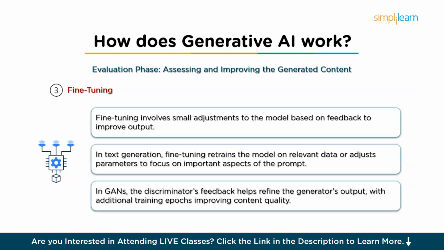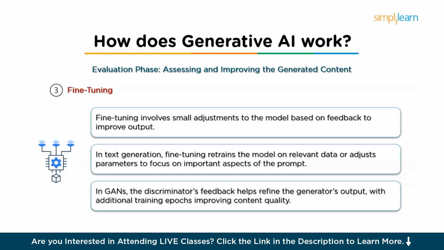So for example, if a text generation model is consistently producing irrelevant or off-topic content, fine-tuning can involve retraining the model on more relevant data or adjusting the model's parameters to make it focus on the most important aspects of the prompt. So for example, in the case of GANs, the feedback from the discriminator helps refine the generator's output. So the model can be trained for additional iterations to produce more realistic and high quality content.